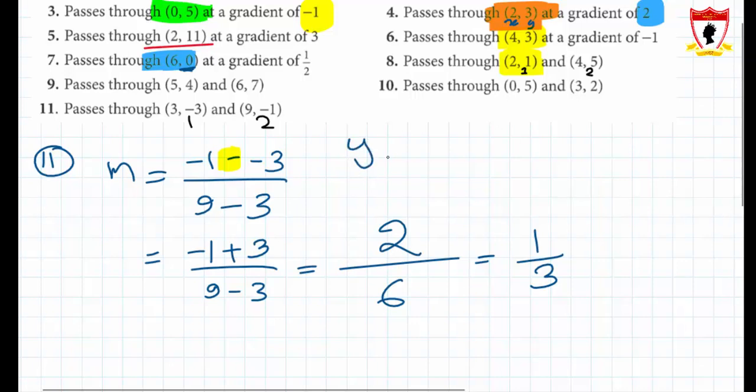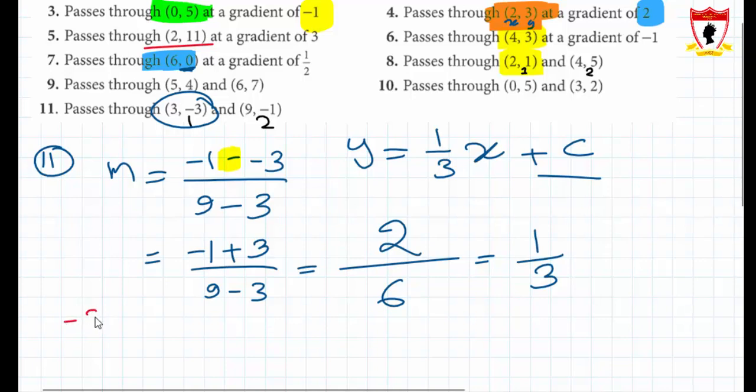Then the equation looks like this because we got the gradient. We got the number which is before x: 1 over 3x plus c. To find c, we use any of these 2 points. Let's use this one to find c. We are going to put -3 in place of y and 3 in place of x. It looks like this. -3 equals 1 over 3 times 3 plus c. -3 here equals 1 over 3 times 3, which is 1, plus c.